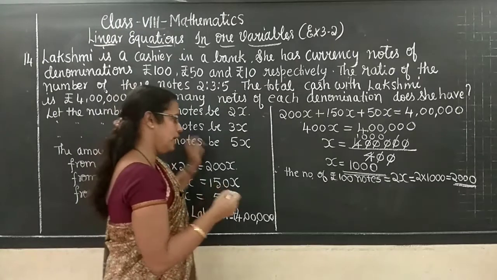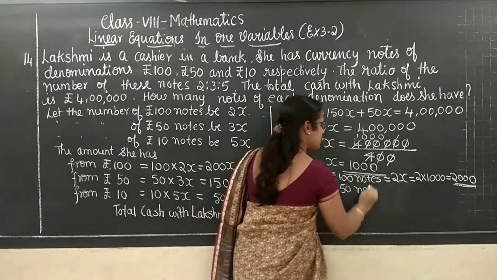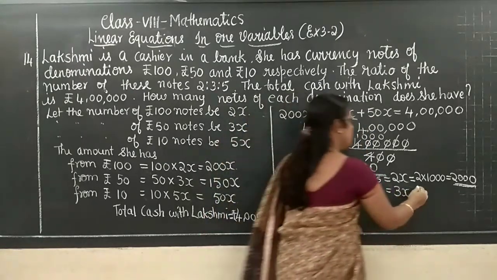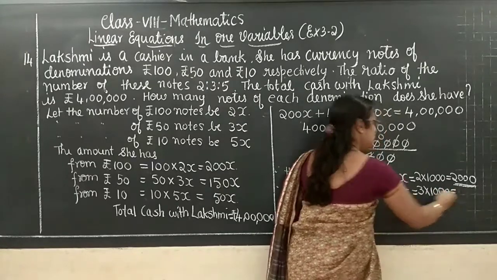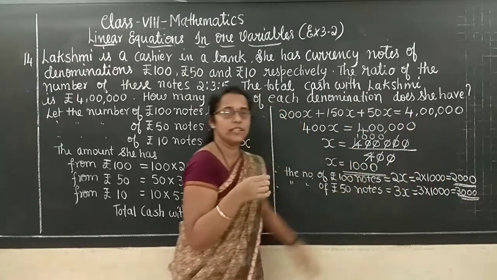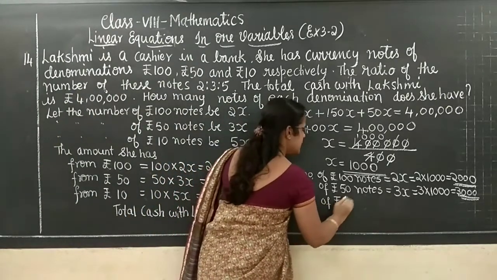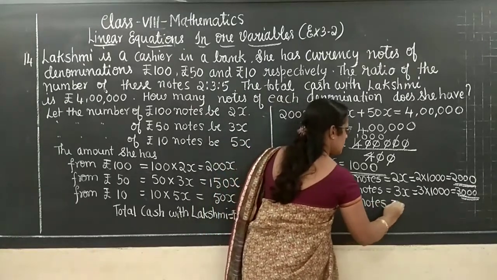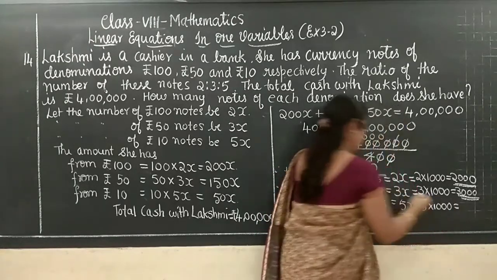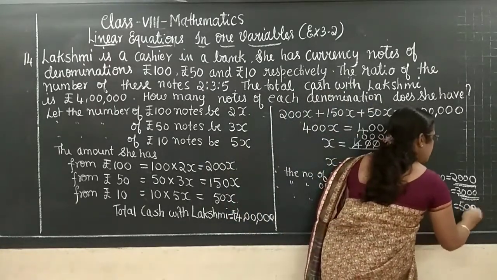Like that, the number of 50 rupee notes is 3x, which is 3 into 1,000, that is 3,000. So 3,000 notes of 50 rupees are there. Then the number of 10 rupee notes is 5x. x is the same every time. 5 into 1,000 is 5,000.